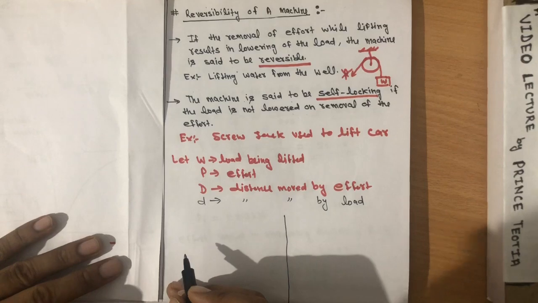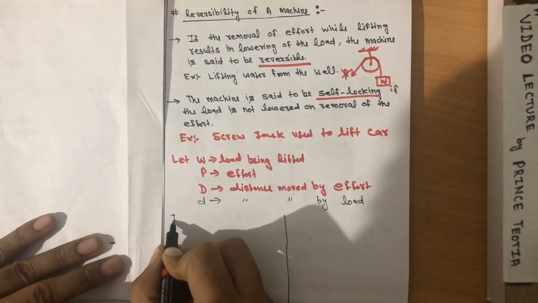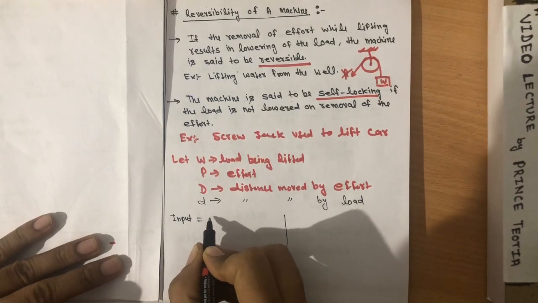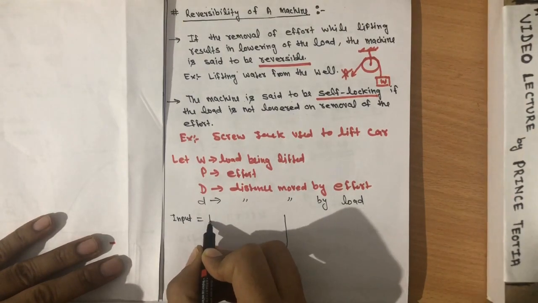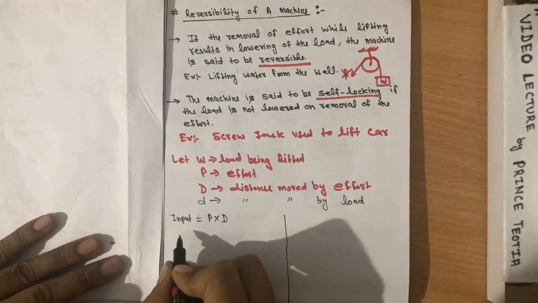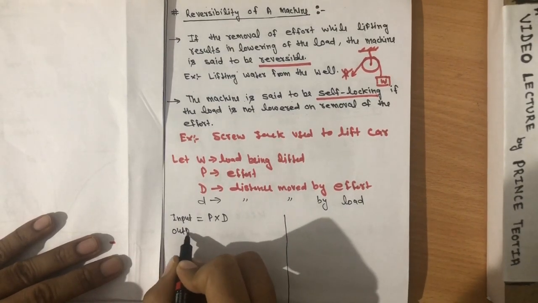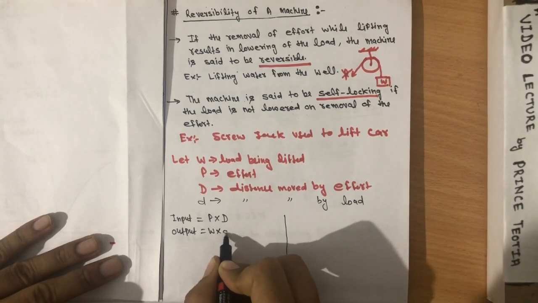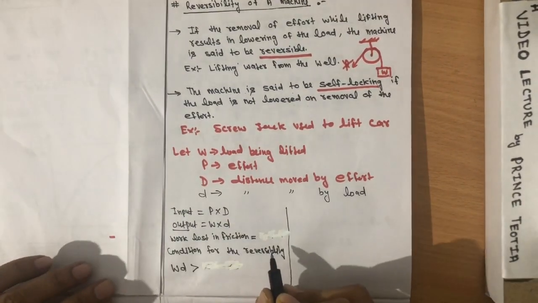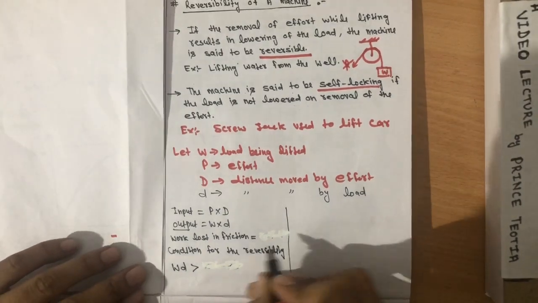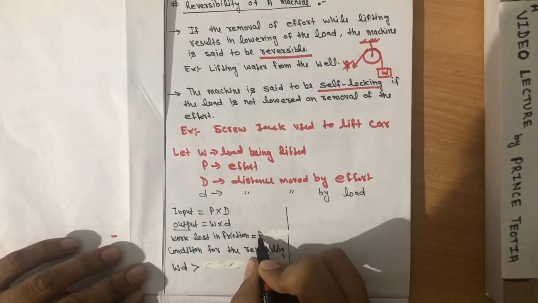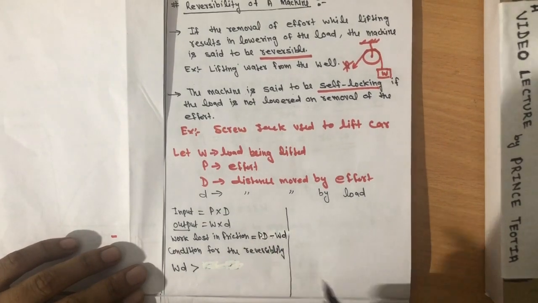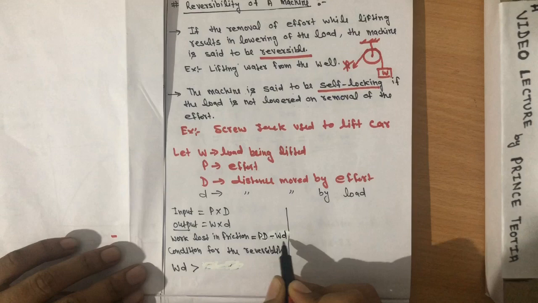Okay, then what is the input? Input will be P into capital D, and the output will be W into small d. The work which is lost in friction is input minus output. This is the work which is lost in friction.